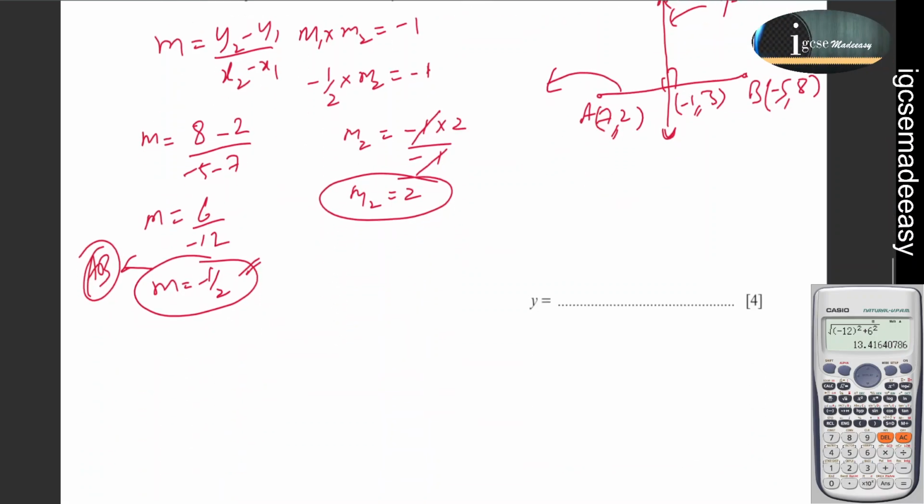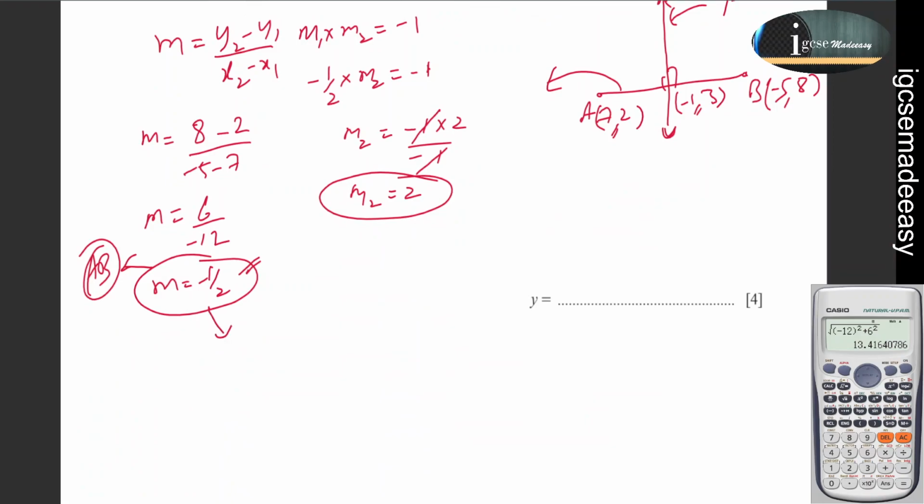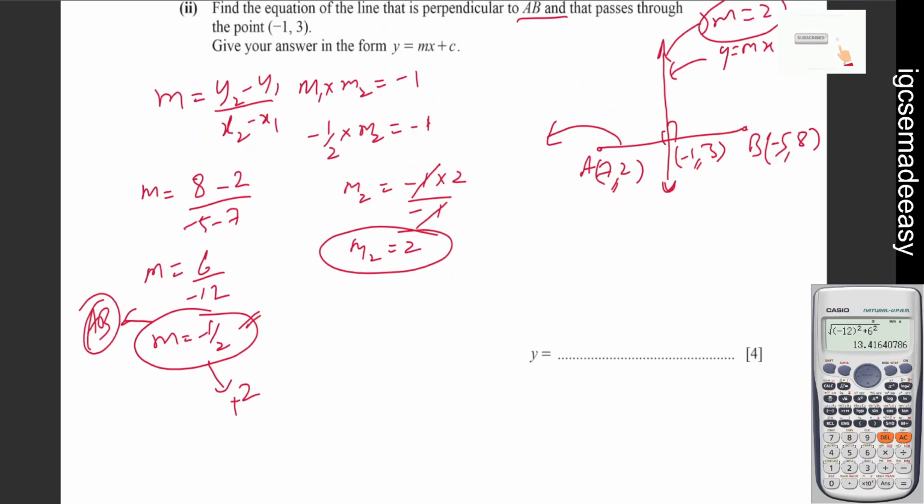Or else directly you can say that the magnitude of this line will be the reciprocal of 1 by 2, which is 2, and the sign will be changed, plus 2, like that. Or else you can use this formula, m1 times m2 is equal to minus 1.